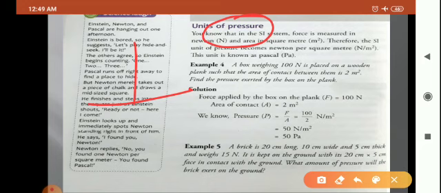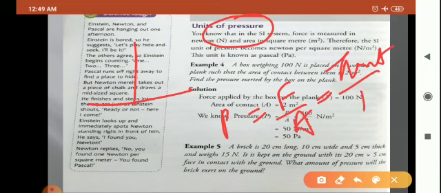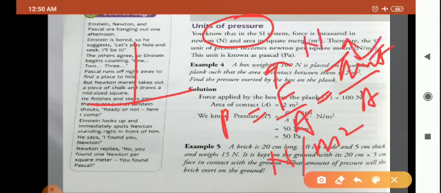Okay, and the SI unit for pressure is Newton per meter square. And also, in case of pressure equals force upon area, if you are going to take thrust upon area, then also the SI unit will be Newton per meter square. Reason: both for force and thrust, the SI unit is the same, that is Newton. This thrust is nothing but a kind of force.